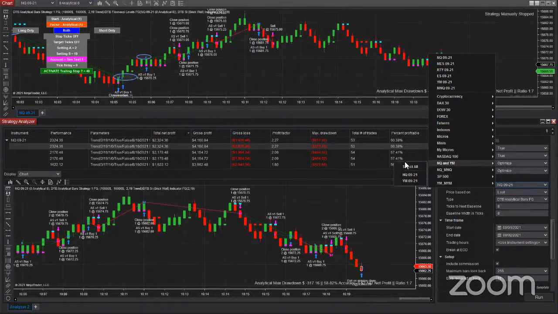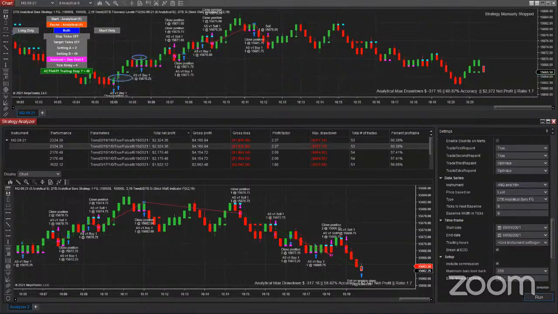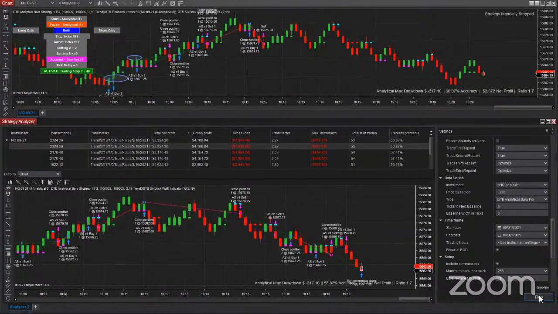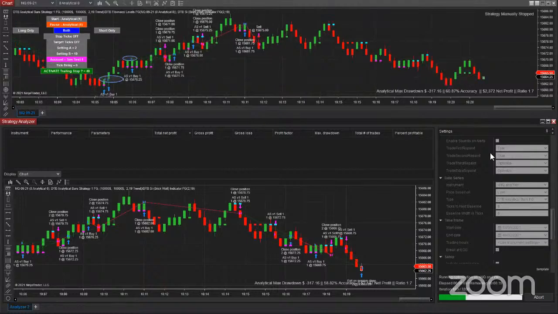So there I've got NQ and YM. So I'm going to select NQ and YM. I'm going to run the same optimization. The only thing I've done now is included the YM, which means it's going to make 3,200 iterations instead of 1,600 because we're including the YM. And we can see what the YM looks like.